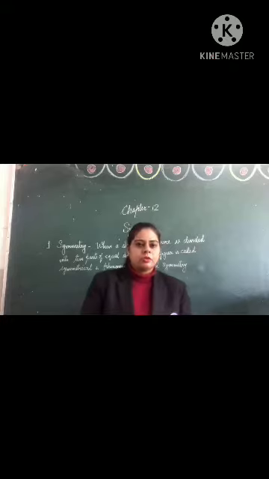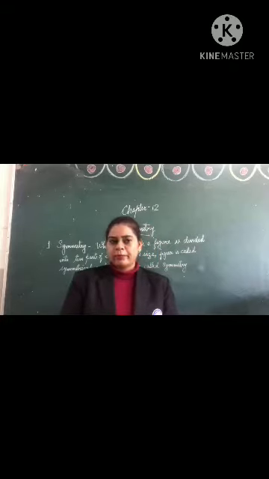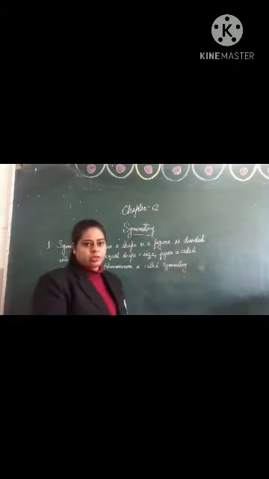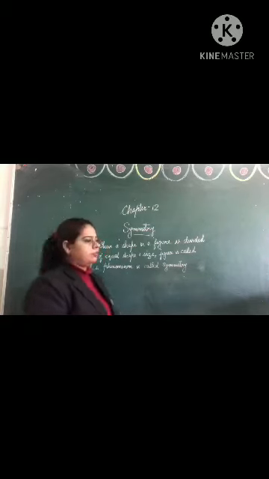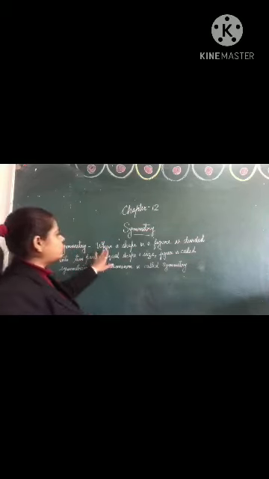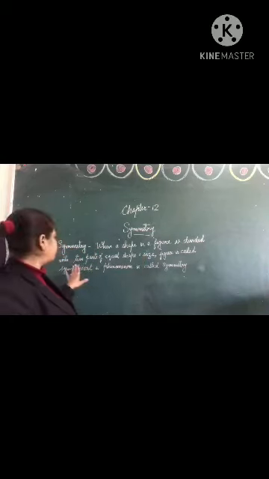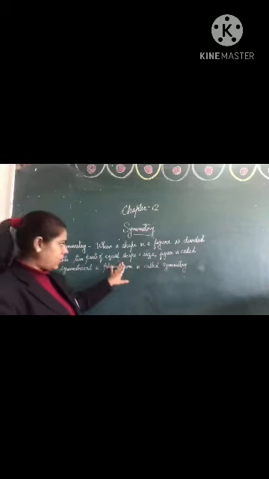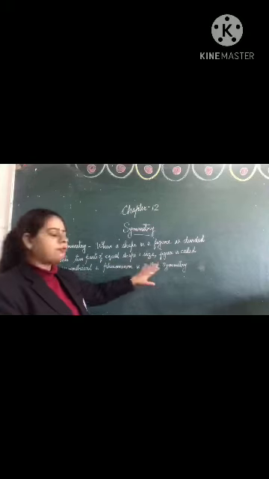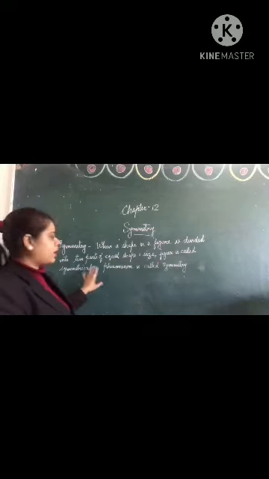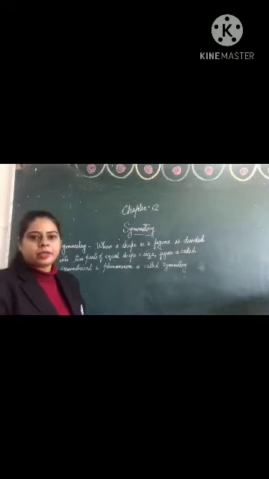Children, today we are going to start a new chapter, chapter 12, symmetry. First of all, what is symmetry? Symmetry means when a shape or a figure is divided into two parts of equal shape and size, then that figure is called symmetrical, and this phenomena is called symmetry.